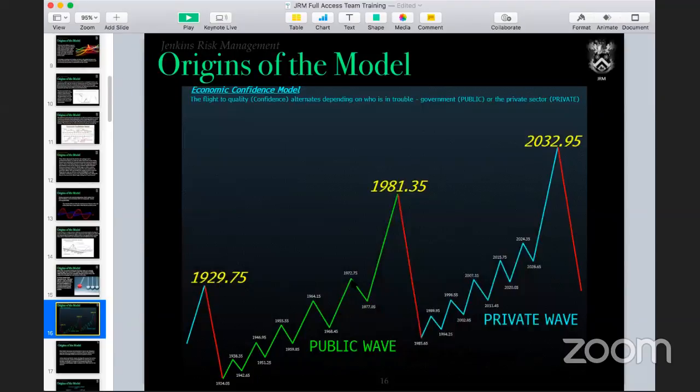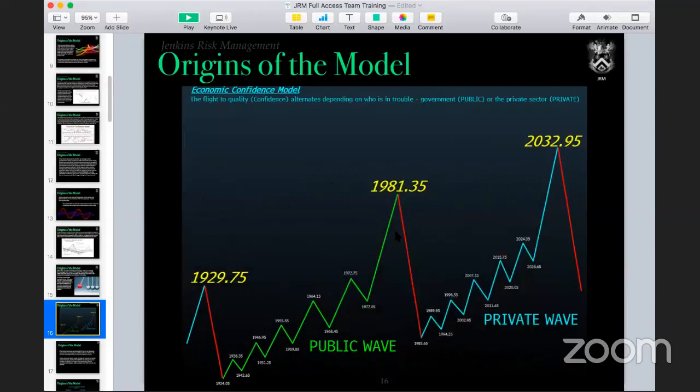Now we've been on this build up in public confidence, which has really started to unravel since 2015 with all the populist movements going on, separatist movements going around the world. There really is a huge shift away from the public sector.